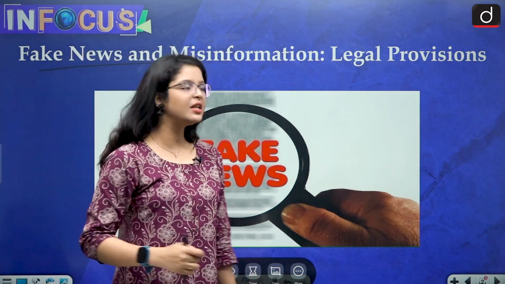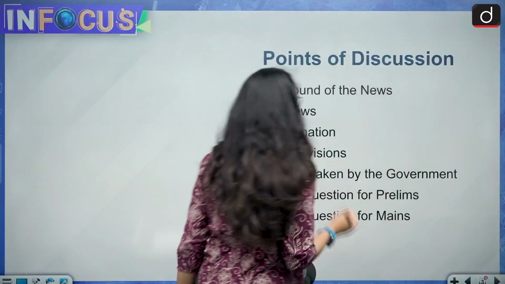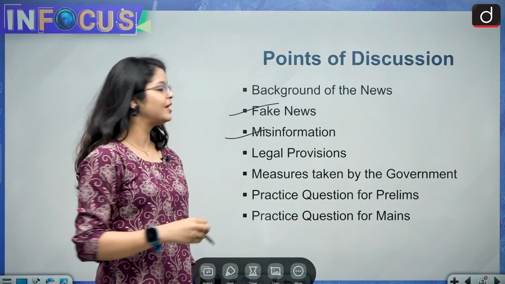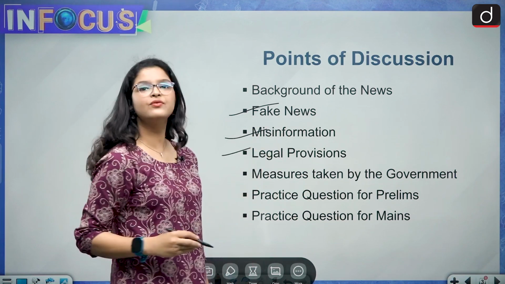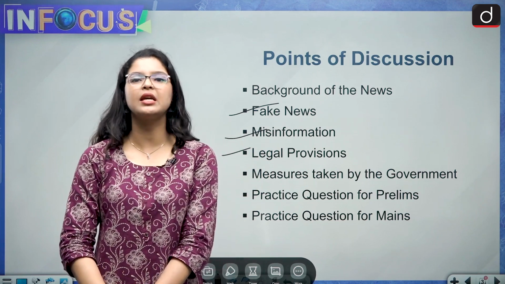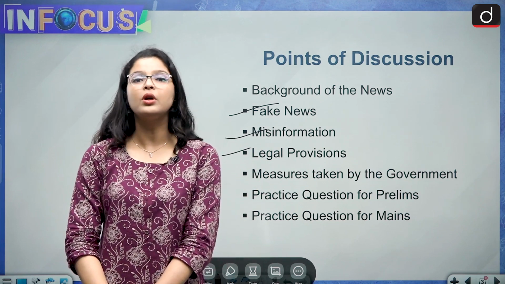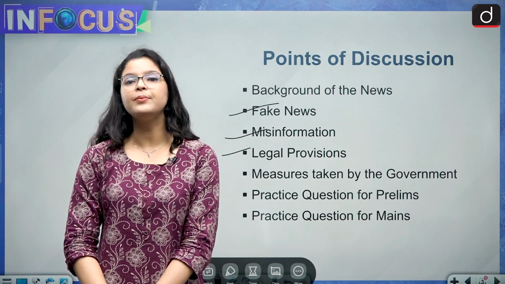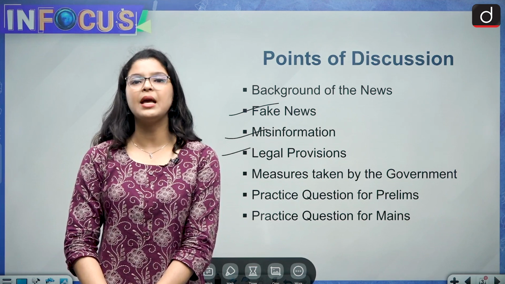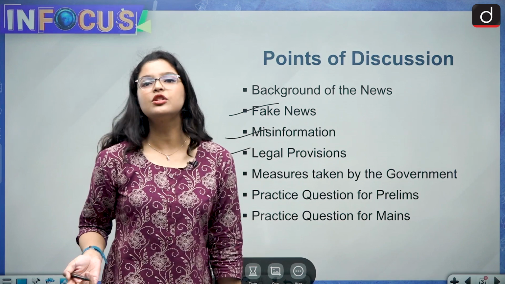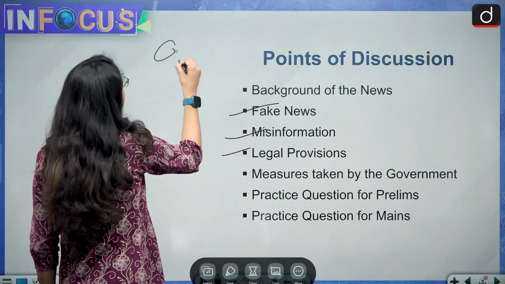In this discussion, we will study about what is fake news. We will also see misinformation. And we are also going to analyze the legal provisions which help in curbing them. And we are also going to see some of the measures taken by the Indian government to curb the spread of fake news online. And in the end, we are going to see a practice question for your prelims examination and a practice question for your mains examination. This topic is important from your GS2 perspective.